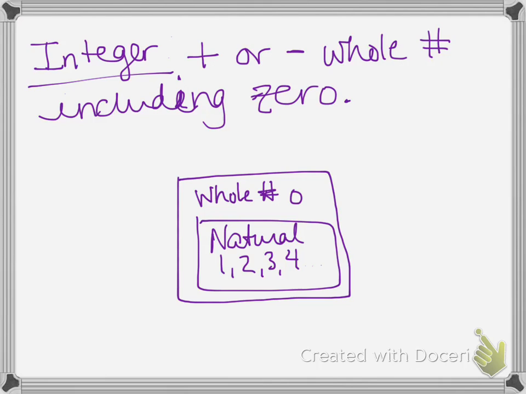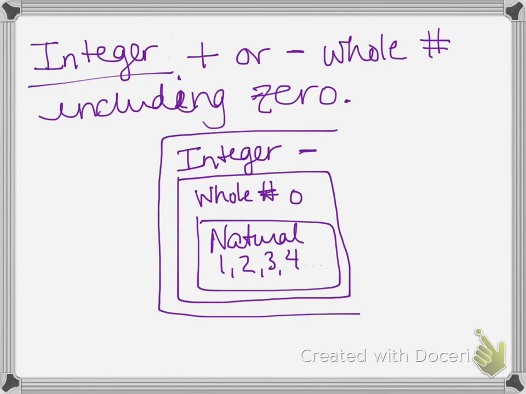Then we learned about positives and negatives. Now our natural numbers are all positive, but then we know that they have an opposite, and those opposites are the negatives. So then we have what is called an integer, and these are our negative numbers, including 0 and all of our positive numbers. So we can draw this picture to show that integers are negative numbers and 0 and our positive counting numbers. Those are all classified as an integer.